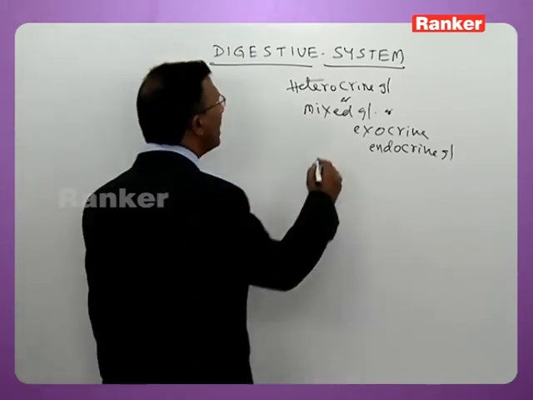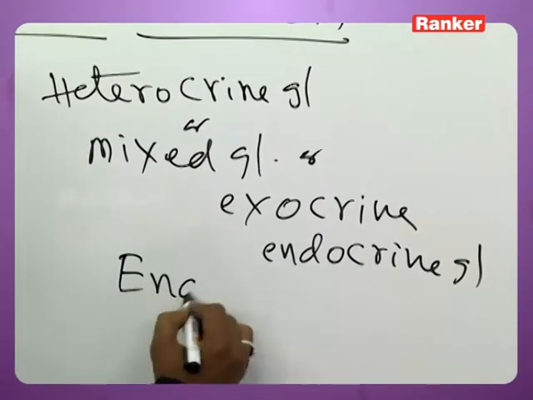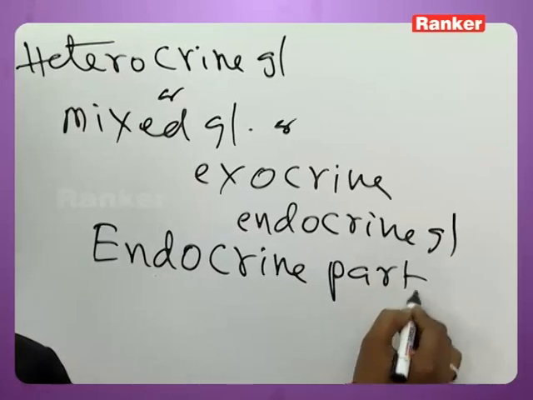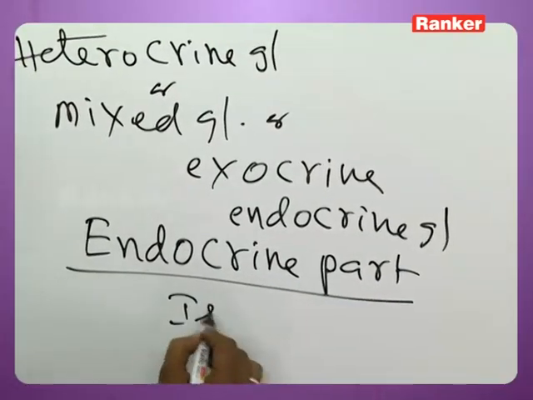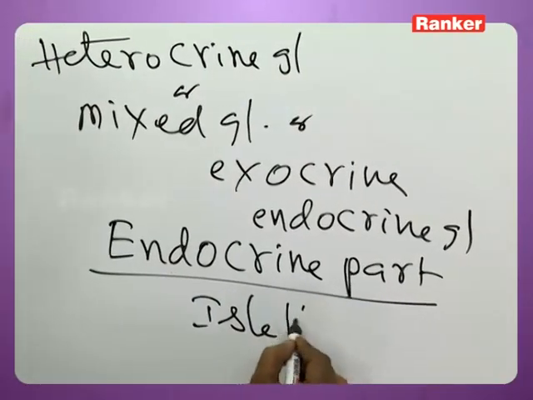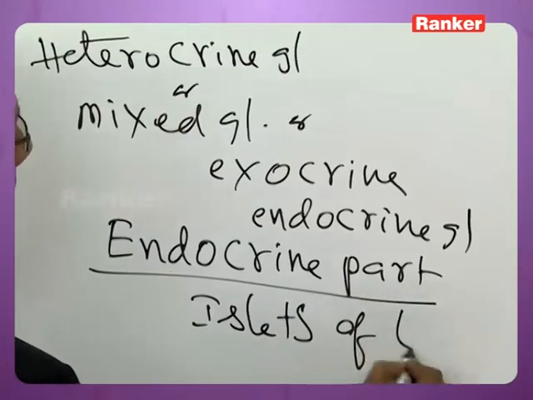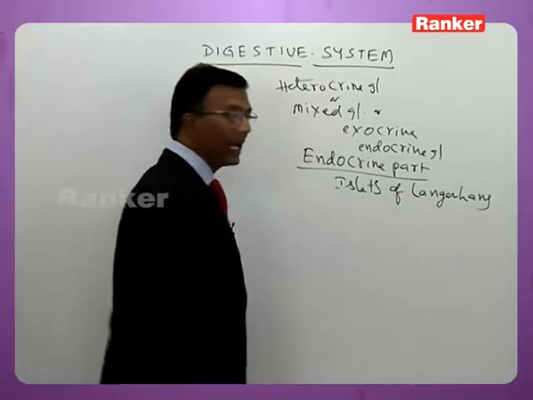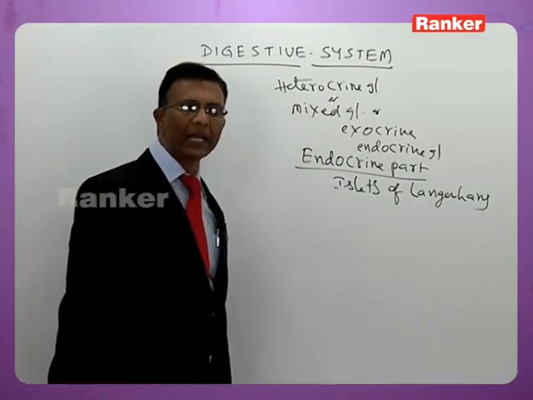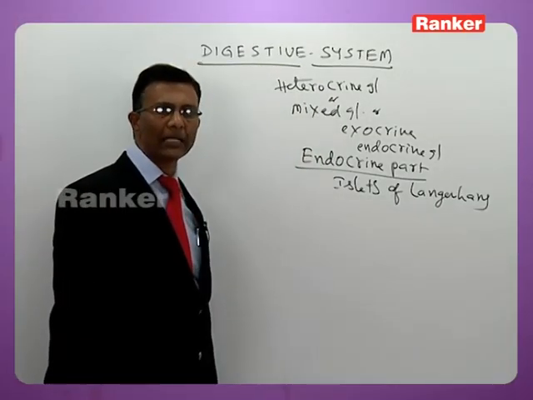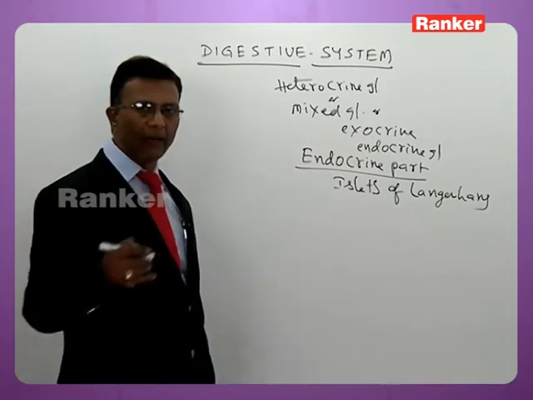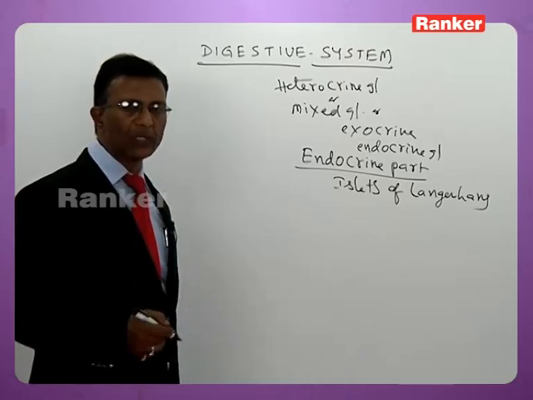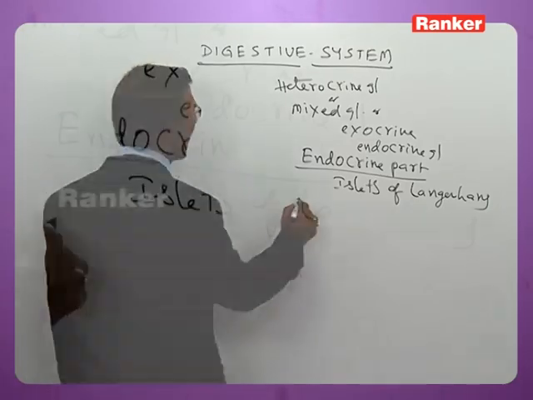Now, the endocrine part of the pancreas is called the islets of Langerhans. Repeat once again: the endocrine part of the pancreas is called the islets of Langerhans. These islets have about 3 to 4 kinds of cells. I shall give the cells which are there in the islets of Langerhans.